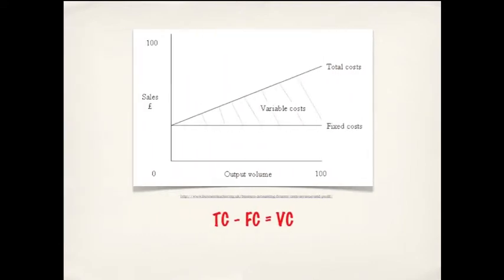This diagram illustrates it in a clearer way. Total cost, as you can see, the line in there, the total cost, if we deduct the fixed cost, the region you get over there, the shaded region, is the variable cost.